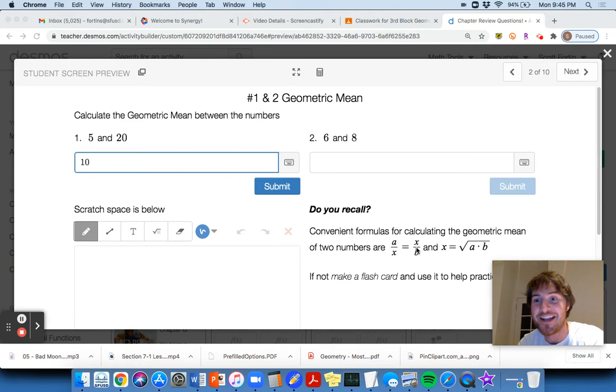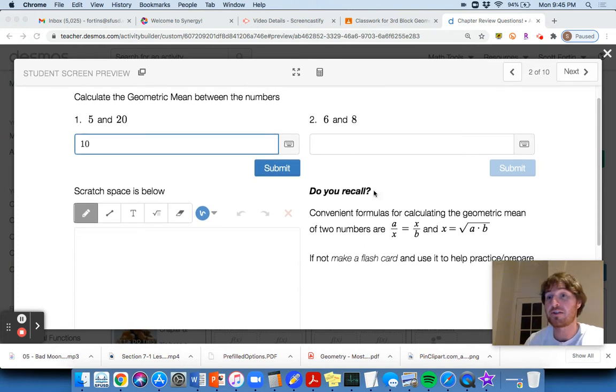Cross multiply, you get x squared is equal to 100, and then you can't stop there. A few people mistakenly put 100 in class earlier today. You have to take the square root of both sides to get 10 as your answer here. This is the formula I'd use for geometric mean from now on.